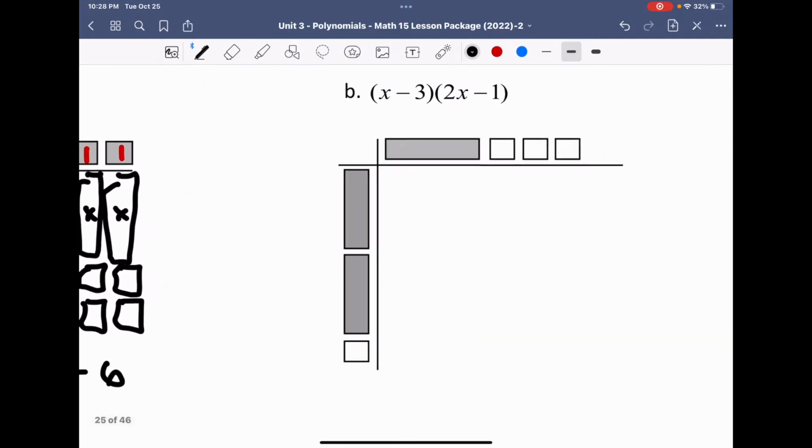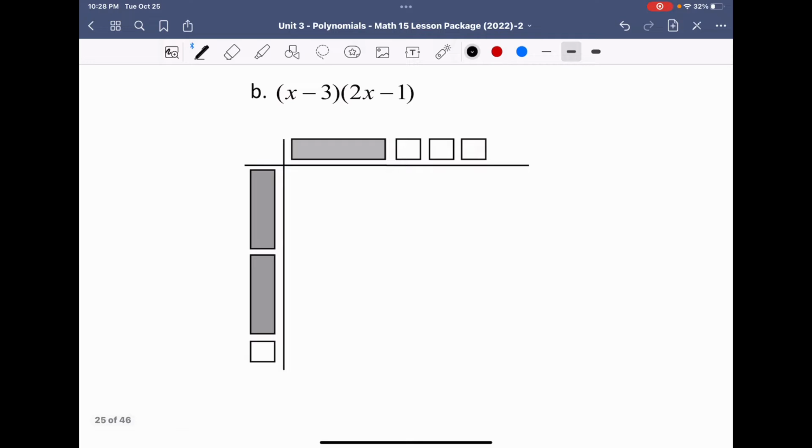All right, let's look at another example here. Instead, I have x minus 3 and 2x minus 1. If I have unshaded blocks, those represent negatives. So I'm going to do the same thing I did before, where x is represented by my rectangles, and the negative values are going to be represented by the unshaded blocks here. So my 2x minus 1 is represented on the left, and my x minus 3 is represented on the top here.